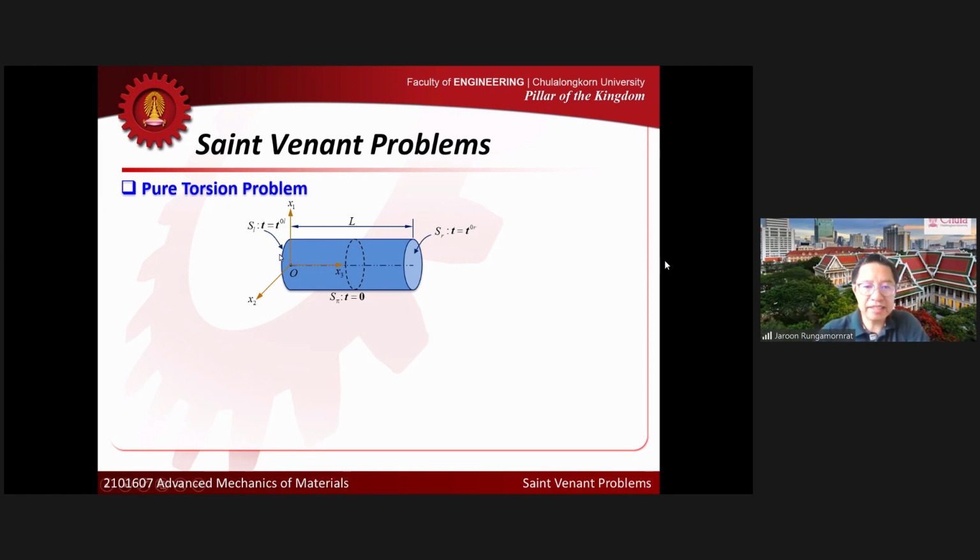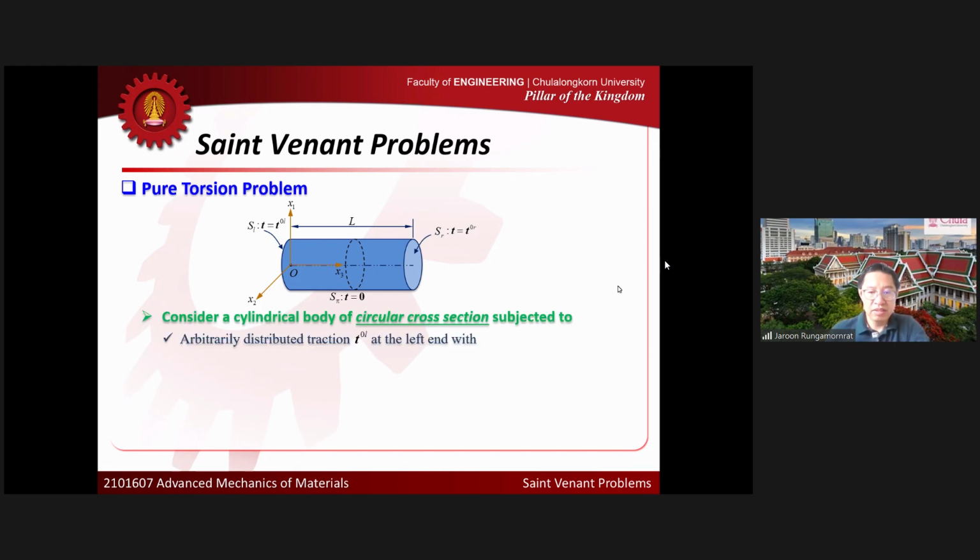Let's say that at the left and at the right end, we apply the traction such that the net force at the left end is 0. We apply any traction. I don't have any specific distribution of the traction. I just say the traction that I apply at the left end has no net force. So F0L is simply 0. All the components are 0.